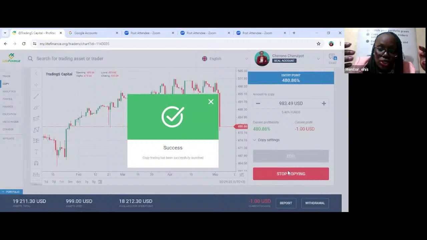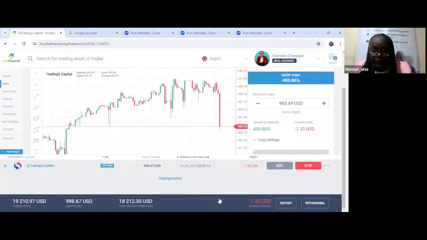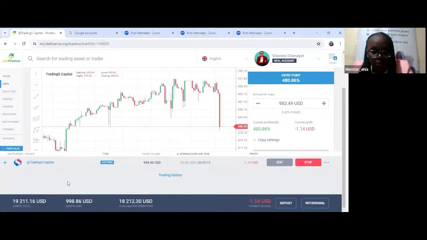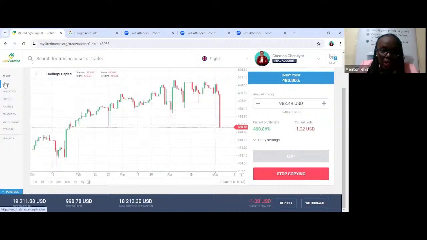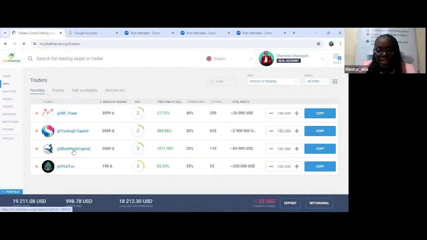The copying is already on. You check on this section. If you click down here, you will see we are copying Traders Capital. We have allocated 1,000 and he has some trades. The trade is already running. It's negative 1.23 USD and it's on. So let's say you've just copied this person and you want to copy another one. You just go back to trading and copy somebody else.